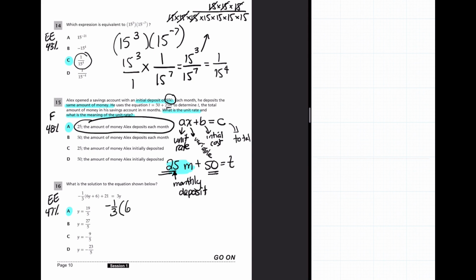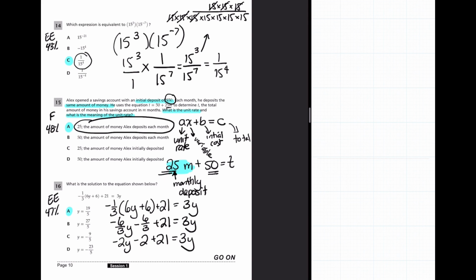So -1/3 times 6y plus 6 plus 21 is equal to 3y. We're going to distribute first. So -1/3 times 6 is -6/3 y. I'll deal with the fractions in a sec. -1/3 times 6 again is just -6/3 plus 21 equals 3y. Now let's fix those fractions up. -6 over 3 is -2. So -2y minus 2 plus 21 equals 3y.